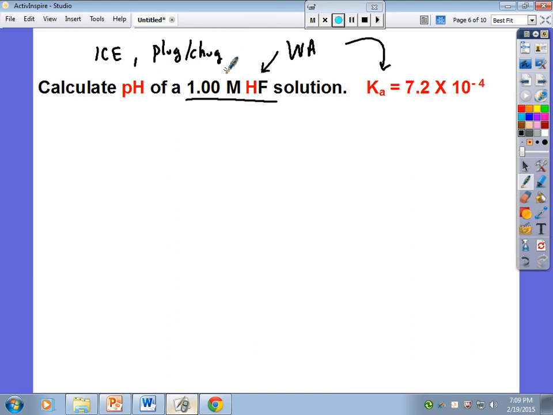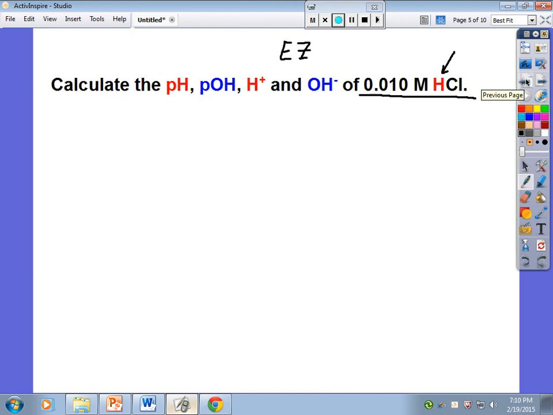Okay, so let's go back and do the plug and chug first. So what do I have here? I have 0.010 molar HCl, and I need to find the pH. I also need to find the hydrogen ion concentration, the pOH, and the OH minus.